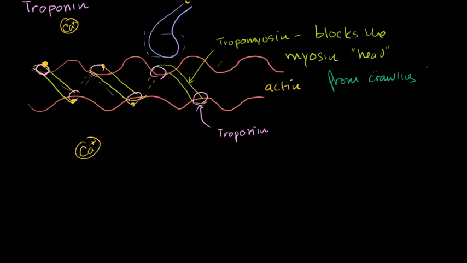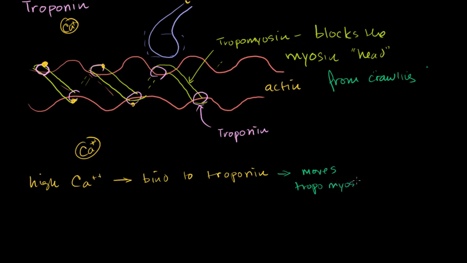So normally tropomyosin blocks, but then when you have a high calcium ion concentration, they bind to troponin, and then the troponin changes its conformation, so it moves the tropomyosin out of the way. So when you have a high calcium concentration, it bonds to troponin and moves tropomyosin out of the way. Then all of a sudden, what we talked about in the last video, these guys can start walking up the actin or pushing the actin to the right, however you want to view it.